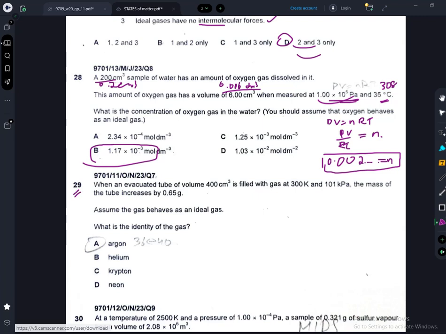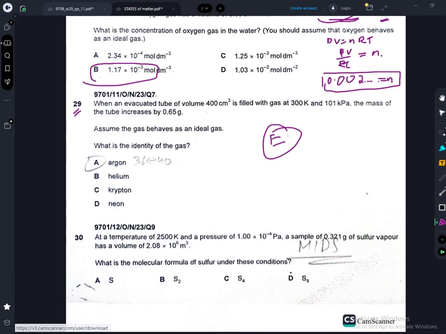Question number 29 is very easy, so I have left it for you. And question number 30, let's just do it. It is for the mids actually. It's an easy question. No, it's for the mids, so it must be tricky. At a temperature of 2500 Kelvin and a pressure of 1 and so on, a sample of 3.21 gram of sulfur vapor has a volume of 2.08 into 10 to the power 6. What is the molecular formula of sulfur under these conditions? You have to find Mr here.